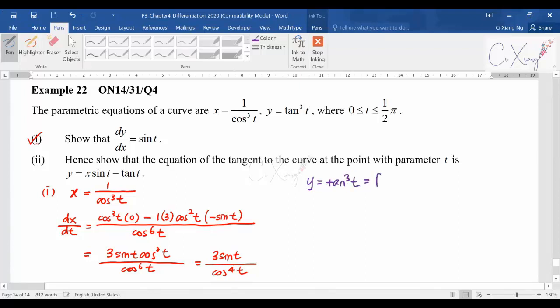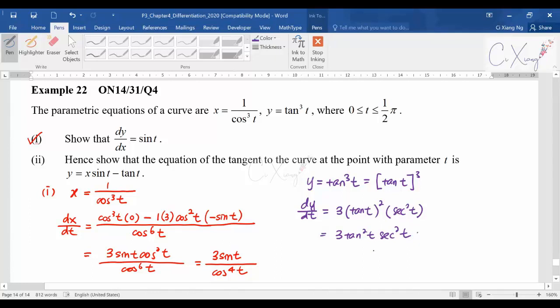So what I can write is the bracket tangent t with power 3 outside. When I want to find the differentiation for dy over dt, you put the power in front, copy the bracket, and power minus 1 becomes square. You differentiate the thing inside the bracket: differentiate tangent, you have secant square; differentiate the t, you have a 1. So this is what I have for dy dt: 3 tangent square t secant square t.